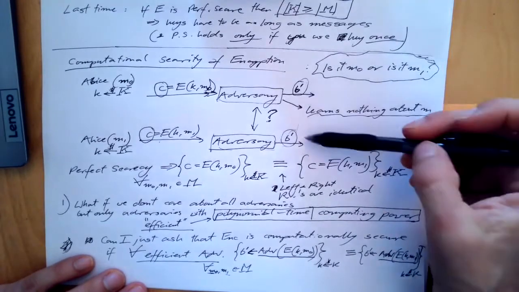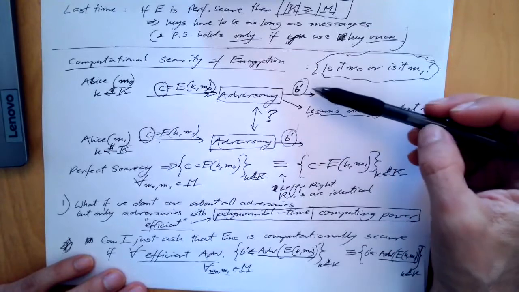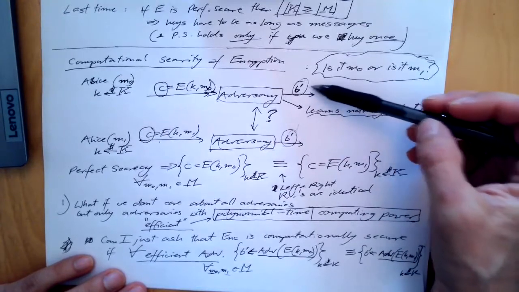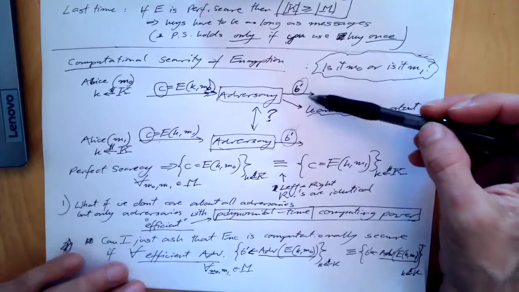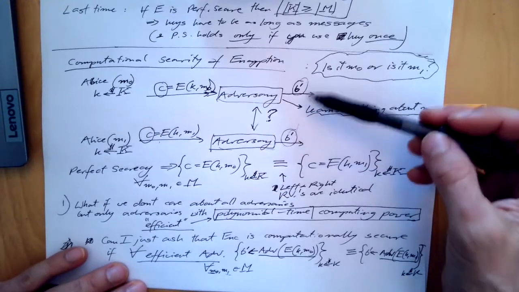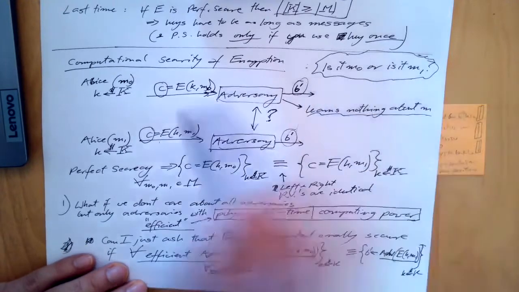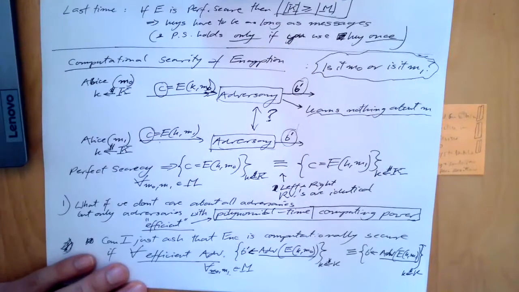And these two are random variables again, right? So with some probability his output could be one string, or another string with another probability, etc., depending on the input.